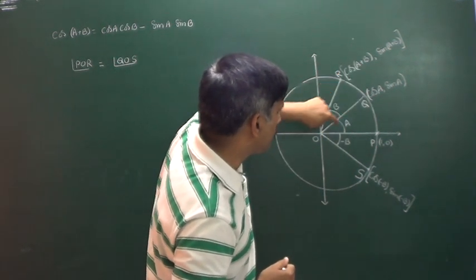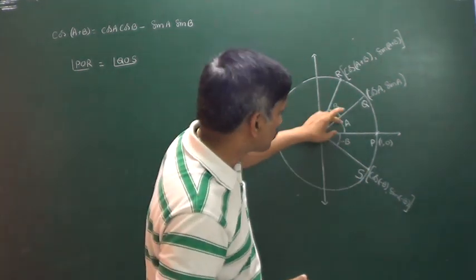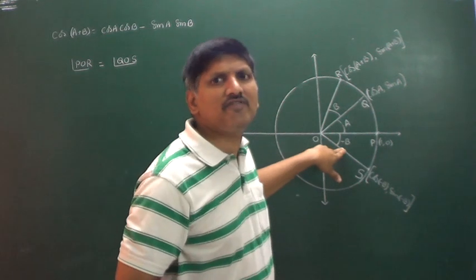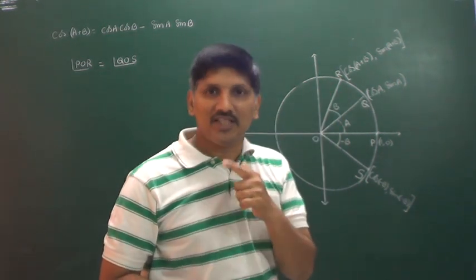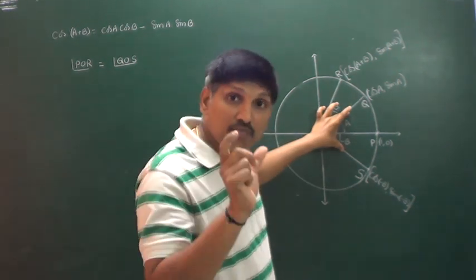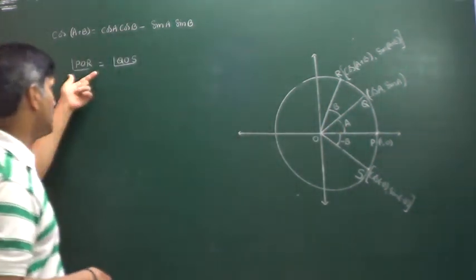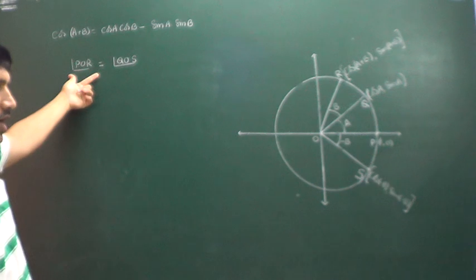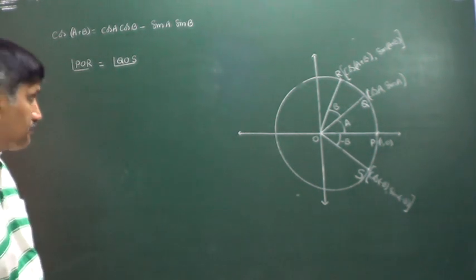Now, is angle QOS also the same or not? So here also a, but here it is minus b. Why are we writing minus b? The reason is we are measuring in the clockwise direction. That's why we are writing minus b. So this angle measure is the same only. That's what I have written here: angle POR is the same as angle QOS, right?